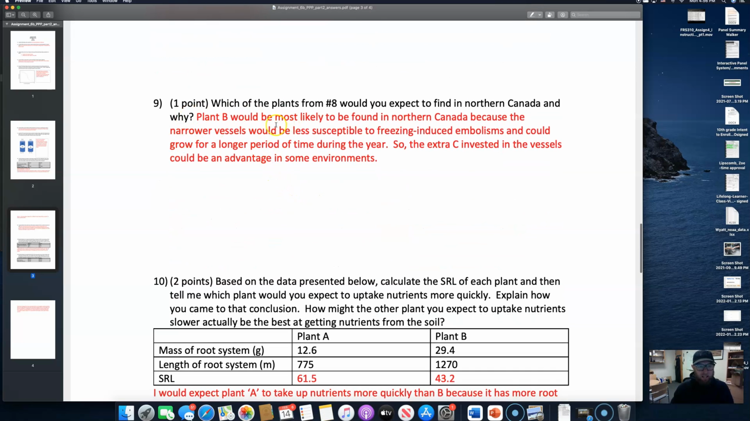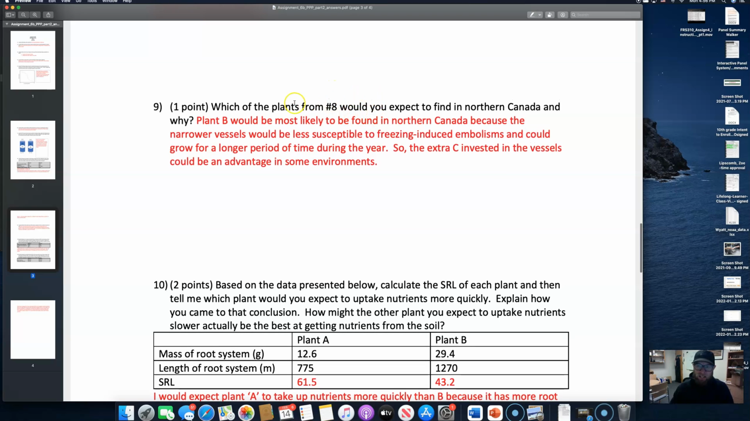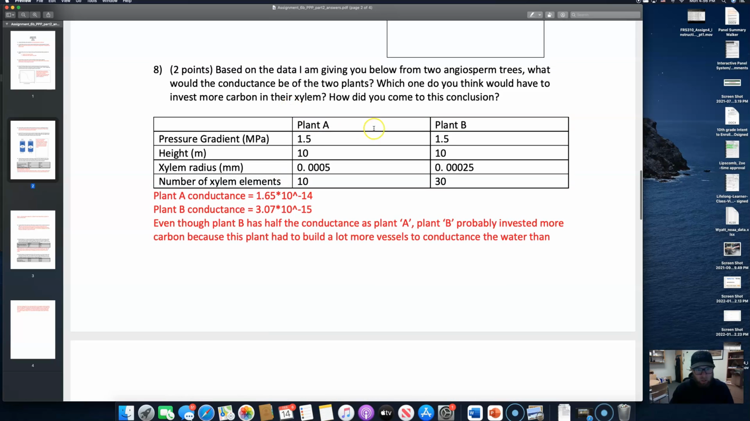Question 9 asks, which of the plants for number 8 would you expect to find in northern Canada, and why? So we look at the structure of these vessels, or the xylem. This plant B has much narrower vessels, half as wide as plant A. And if you remember, the narrower the vessel, the smaller the air bubble that is formed when it freezes. And the smaller the bubble, the easier it is for that bubble to diffuse back into water when it thaws. So we would expect plant B to be found at more northern latitudes because it can handle freezing events better than plant A.